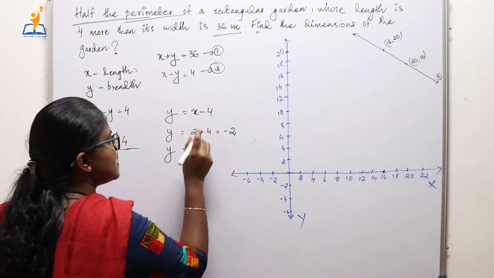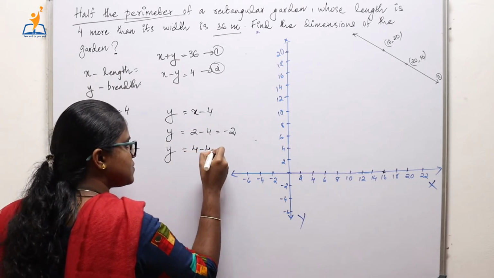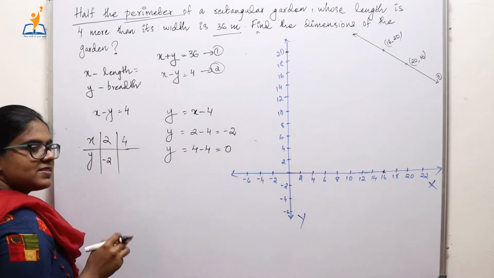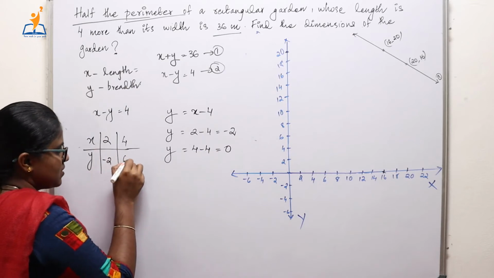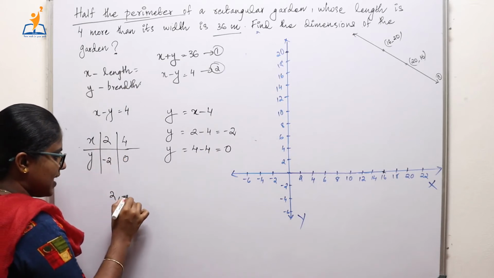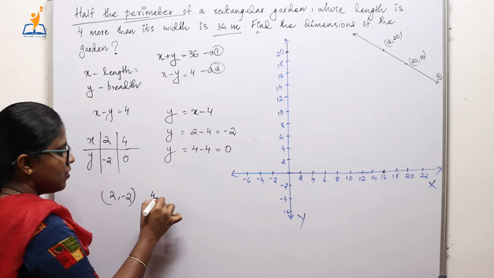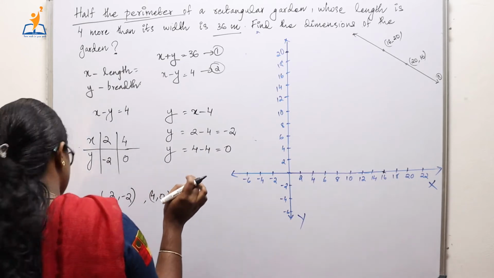Then we have y is equal to x minus 4, that is 4 minus 4, which is 0. So when x is equal to 4, we have y is equal to 0. So we got 2 points, that is (2, -2) and (4, 0). Now let's draw these 2 points in the graph.